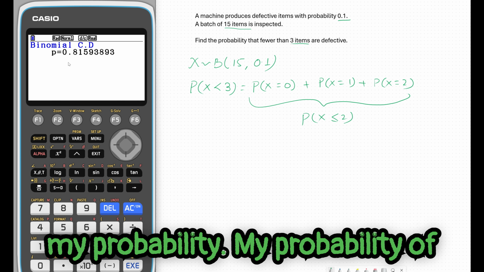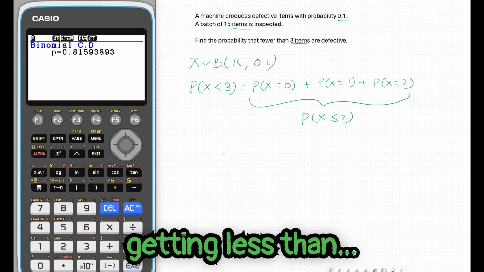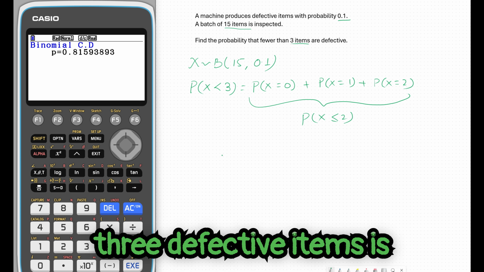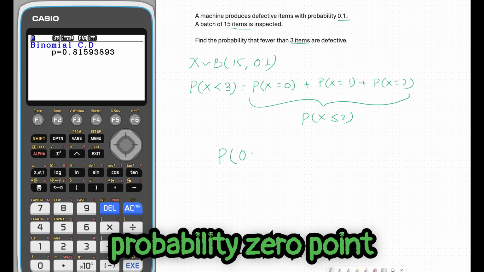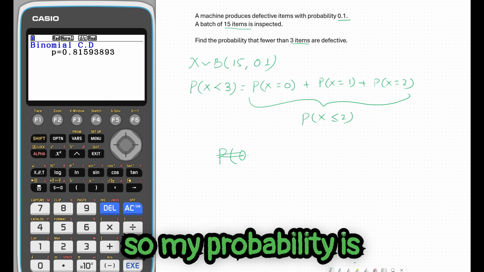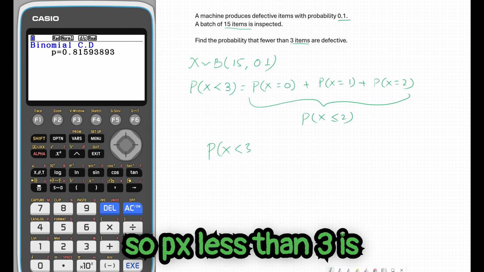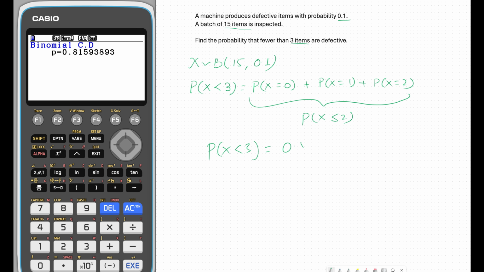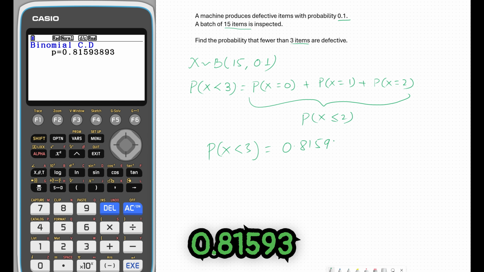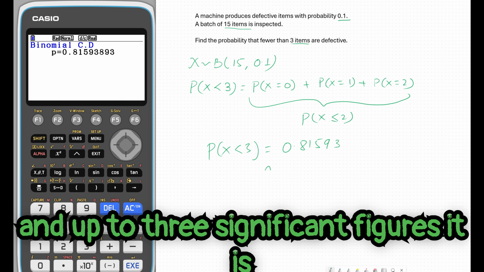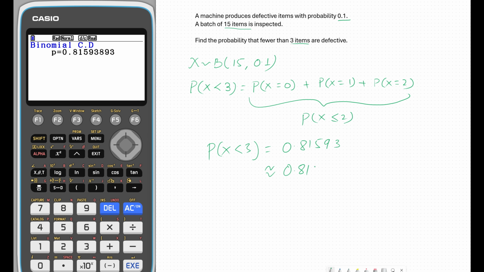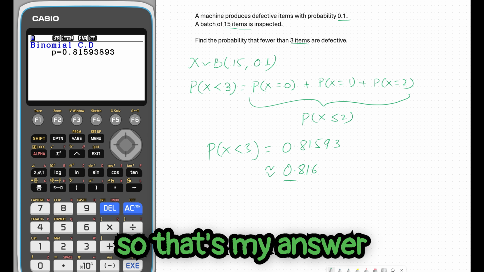My probability of getting fewer than 3 defective items, so P(x < 3), is equal to 0.81593, and up to 3 significant figures it is 0.816. So that's my answer.